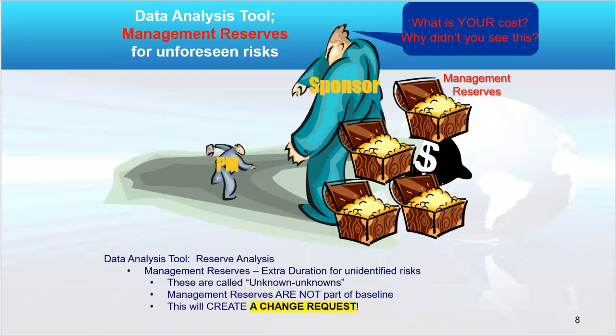Now, the other type is called management reserves. This is for unknown unknowns, as project management calls it. So we didn't identify the risk, we didn't see it coming. We frankly didn't plan for it, so we have to go explain it to the sponsor and request the money to support the schedule or cost issues that result. It is going to lead to a change request, of course. That's for sure. Really want to avoid these situations.